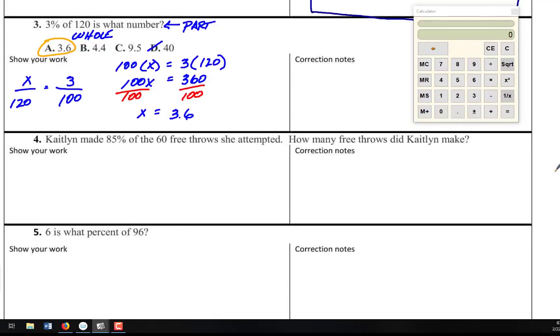Number 4. Caitlin made 85% of the 60 free throws she attempted. How many free throws did Caitlin make? Well, the 60 free throws is the whole amount she shot. She made 85% of those. So let's use this method this time. We're going to have 0.85 times the 60.